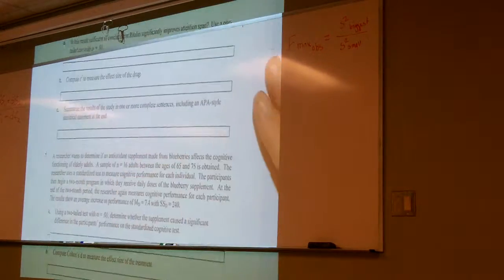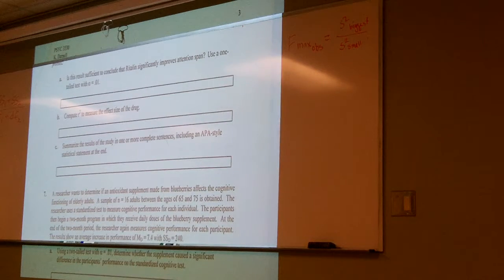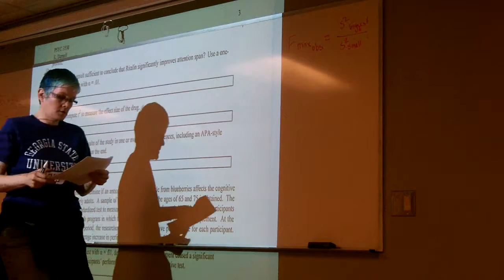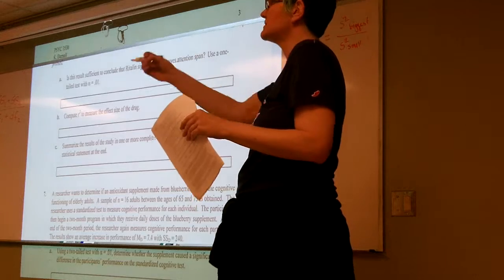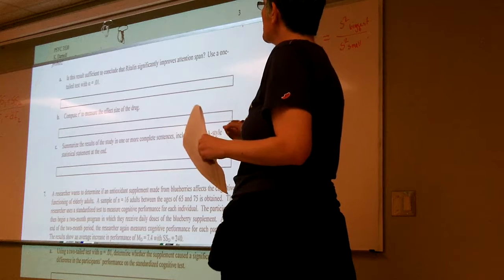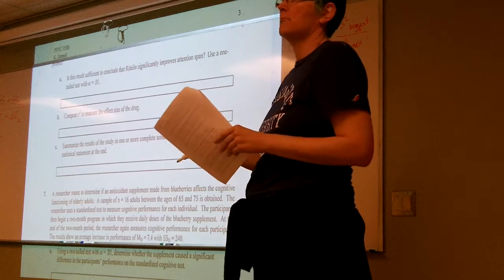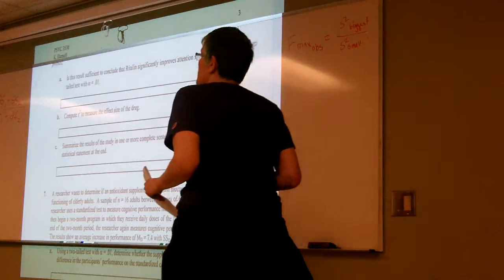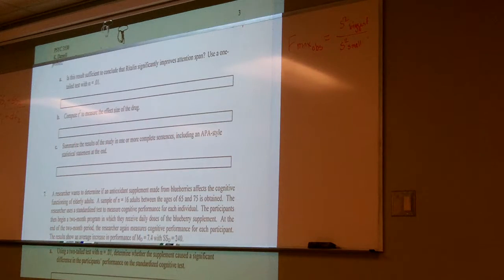Okay. So, first question. Is that mean difference of 6.8 minutes, that improvement of 6.8 minutes over time, sufficient to conclude that Ritalin improves attention span if we do a one-tailed test with alpha of 0.01? And now we're doing a related groups t-test. Right, related groups, same kids, just at 2 different points in time.